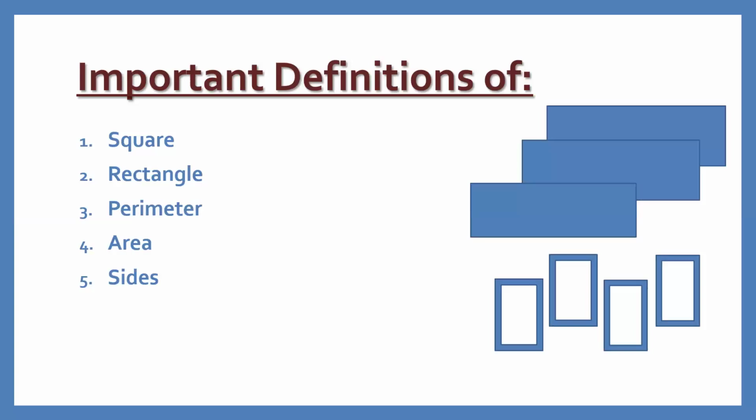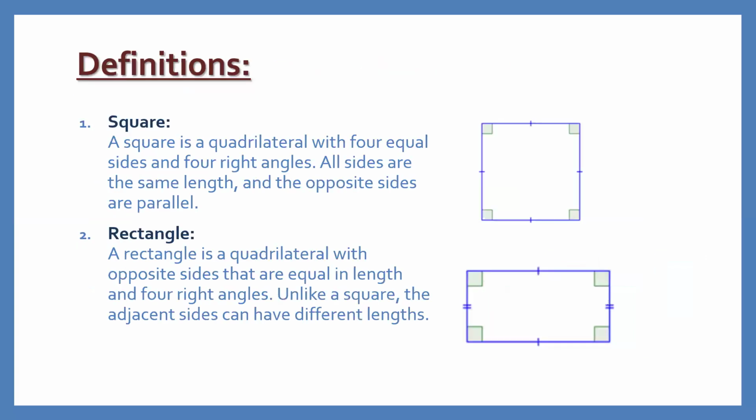So, here comes the next slide, about important definitions. In the next few slides we will cover the definitions of square, rectangle, perimeter, area, and then sides. So here is the definition of square and rectangle. What is a square? A square is a quadrilateral with four equal sides and four right angles. All sides are the same length and the opposite sides are parallel.